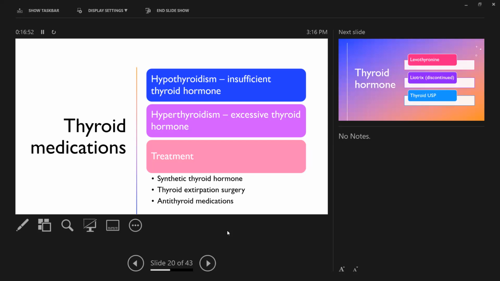Now let's move to the thyroid. Hypothyroidism includes insufficient thyroid hormone. Hyperthyroidism results from excessive thyroid hormone. So the treatment involves either thyroid surgery, where the whole thyroid or parts of the thyroid are taken out. In the case of hypothyroidism, synthetic thyroid hormone medication is given. And then in the case of hyperthyroidism, antithyroid medications are given.